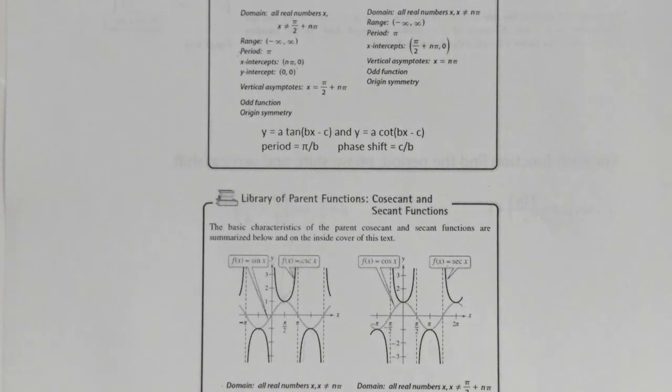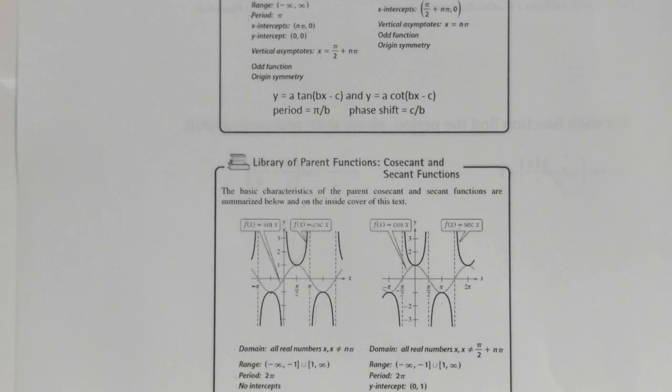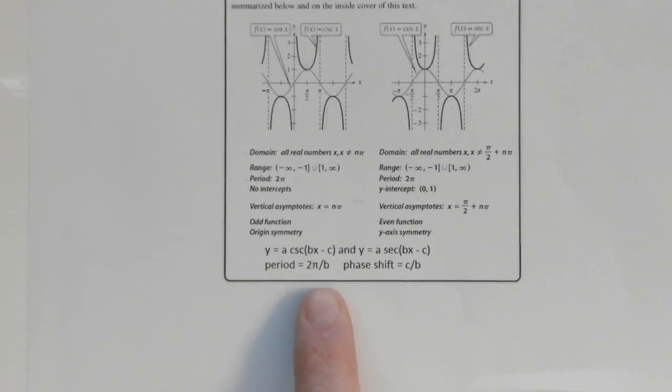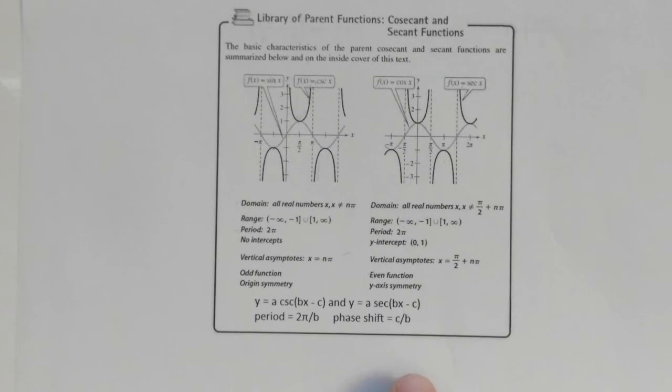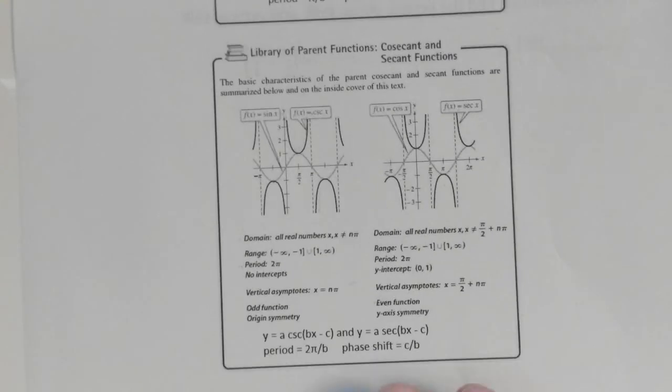Okay, and again, you've got your equation here with your period, which is back to 2 pi over b. Right? Can't really see that, can you? Is back to 2 pi over b, and then your phase shift is still c over b. So those are going to be the same. All right. And so again, you've got a little chart with all the characteristics of each one of those functions there that we can look at.